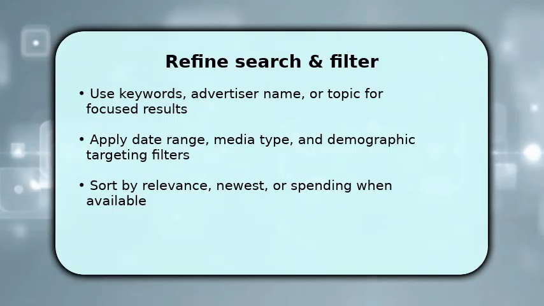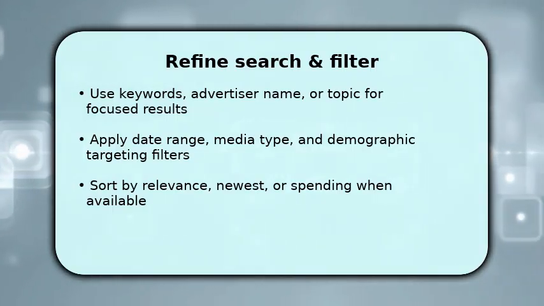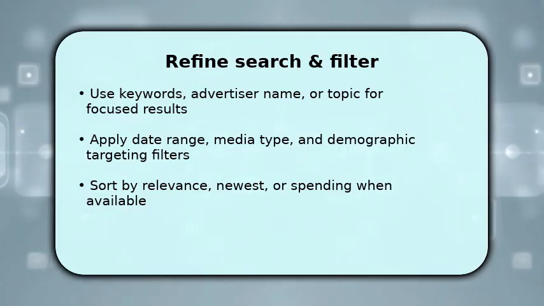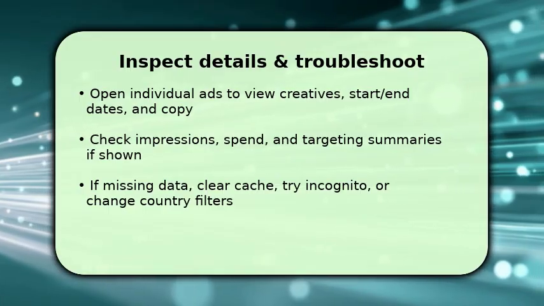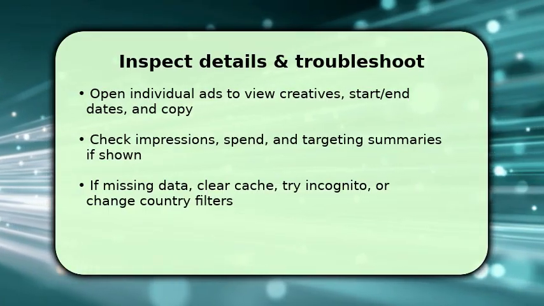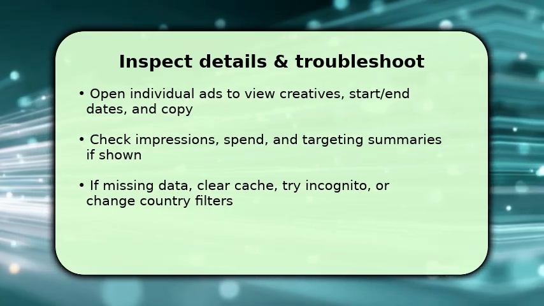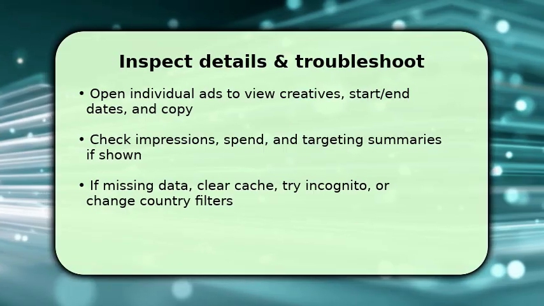Once filtered, sort by relevance, newest, or spend to prioritize what matters. If you need broad context, widen the range and compare totals. You inspect each ad by opening it to read the creative, copy, and visible start or end dates so you understand intent and timing. Then check spend, impressions, and targeting summaries when available to assess reach. These metrics explain why an ad ran.